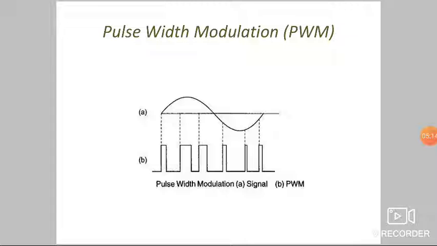So here we can see that our input message signal is a sinusoidal message signal and the pulse width modulation. As the amplitude is increasing, the pulse width is increasing, and as the amplitude is decreasing, the pulse width is getting thinner. And if again our amplitude is increasing, then pulse width is again increasing.